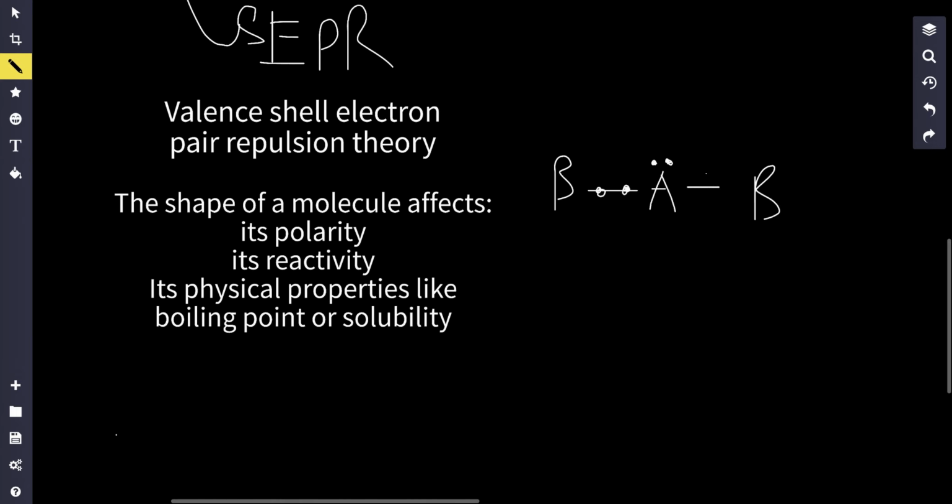All right. Now, the shape of a molecule is super important. It's going to affect its polarity, and therefore the polarity affects how it reacts with other compounds. It's going to affect physical properties. Remember intermolecular forces: the stronger the intermolecular forces, the higher the boiling point. It's also going to affect solubility, like dissolves like, things like that.